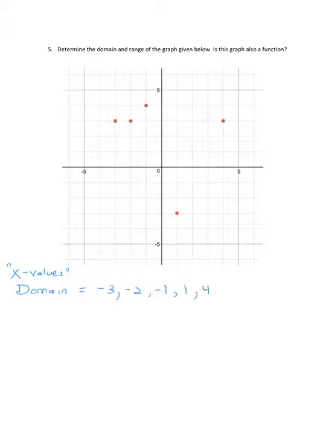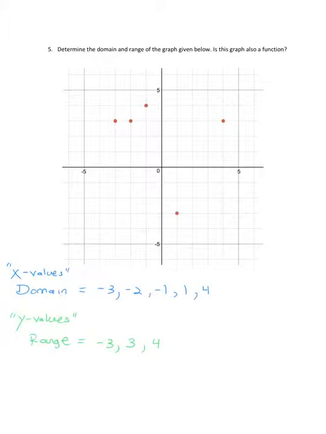For the range, I want the y values. So I'll start with this lowest one. This has a y value of negative 3. These 3 points all have the same y value of positive 3. You only have to write it down once. Okay? And here, this has a y value of 4. And that's it. Those are the only y values between these 5 points.